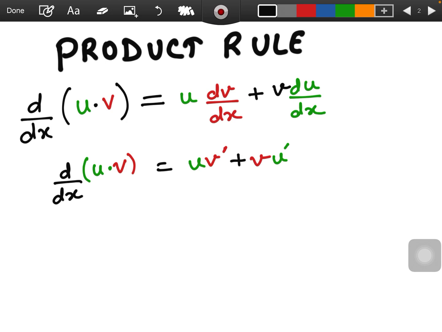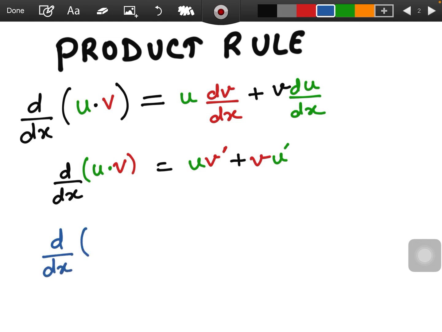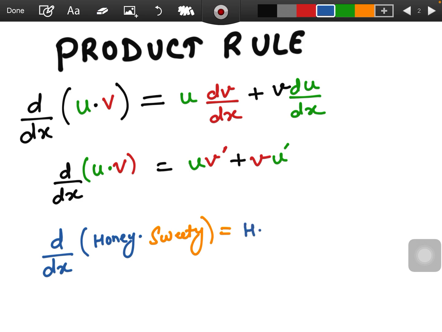If I try to explain in terms of, suppose two friends are there, Honey and Sweetie, two girls, and we have to find the derivative of their product. So one friend is Honey and the other is Sweetie, and we have to find their derivative. So what will happen? Honey will remain like that first, so it will be h into prime of Sweetie, then Sweetie will be like that and Honey is prime. So one friend is sitting, one friend is working, then the other friend is sitting and one friend is working. So it is a simple logic of product rule.